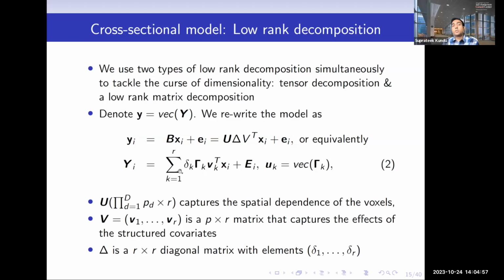So essentially, we reduce the really high dimensional coefficient matrix to this low rank form. We only need to calculate R tensors, gamma 1 to gamma R, where R is typically fairly small.